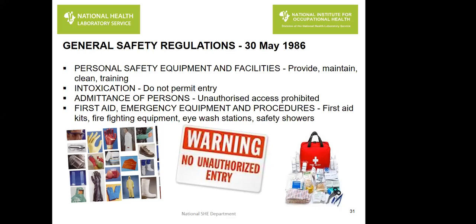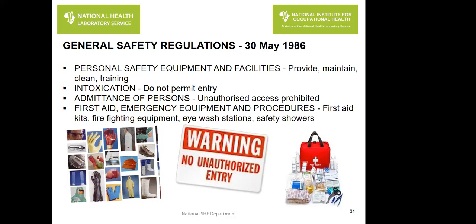Intoxication is another issue under safety regulations. There must be a system in place to not allow employees that are under the influence of alcohol or drugs to the workplace. There must be warning signs prohibiting unauthorized entry. There must be a security entry process or procedure at your main gates and entrances, etc.